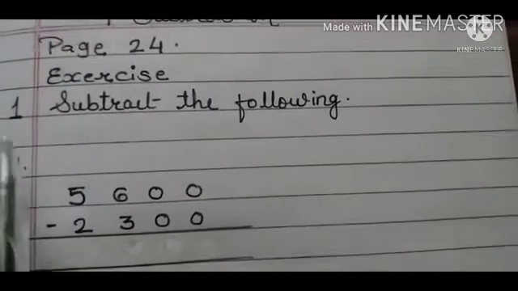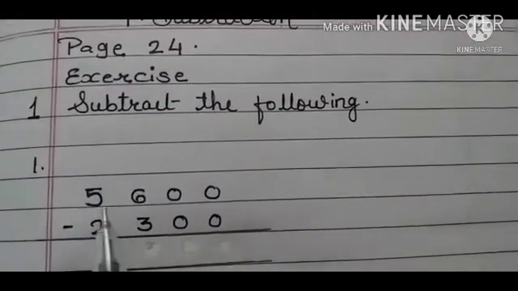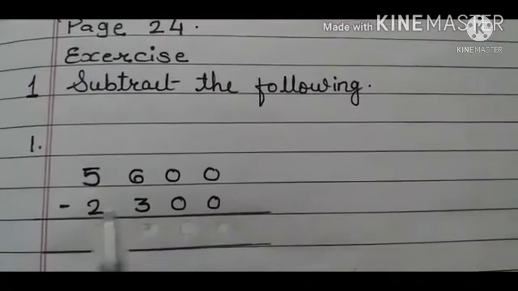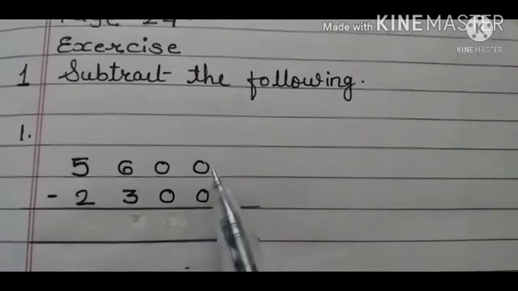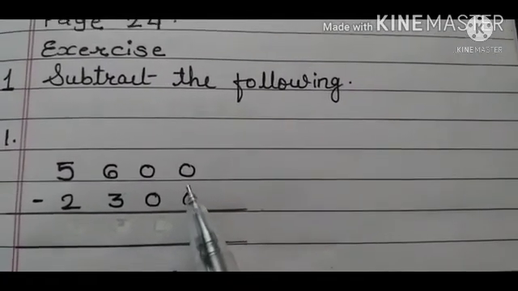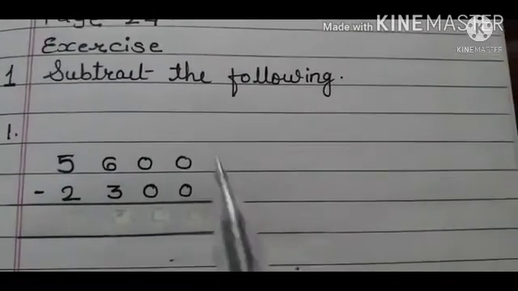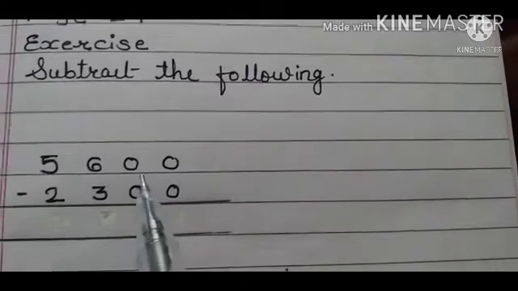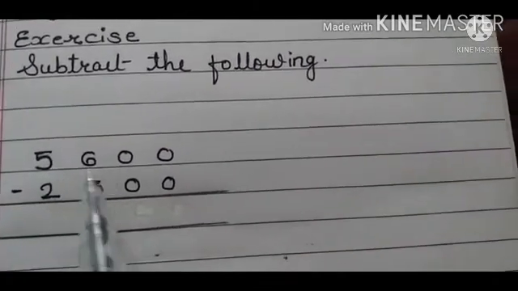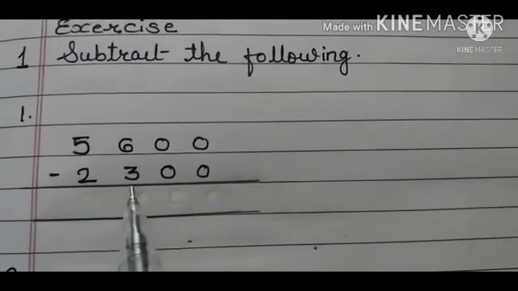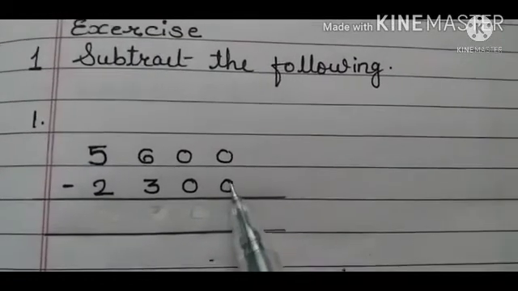In this exercise, question number 1 is given, subtract the following. Now see, the question number 1 is given 5,600 minus 2,300. In this example, the arrangement of the numbers place wise is already given for you. So you have to directly subtract the numbers. Now see, this place is units, tens, hundreds and thousands. So here given 5,600 minus 2,300. Now we will start our subtraction from units place.